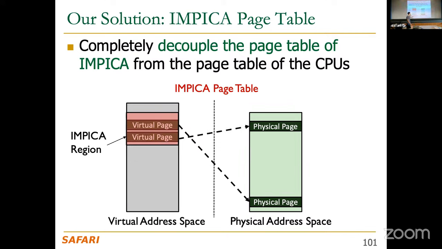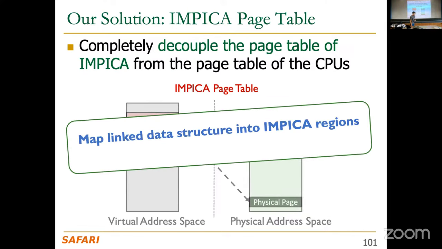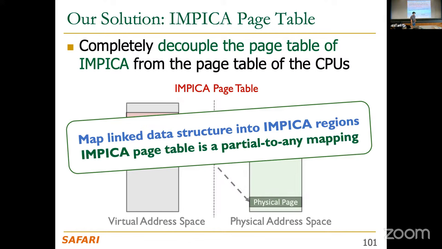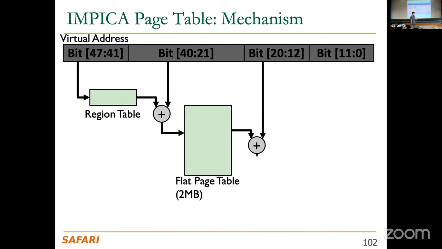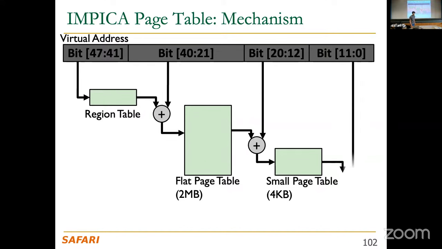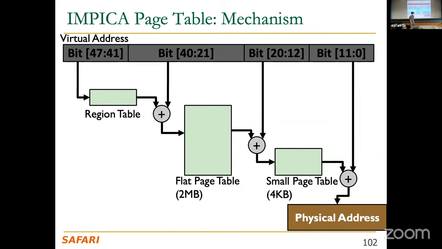In the virtual address space, we place the virtual pages that are going to be used by the IMPICA accelerator in this IMPICA region, and they are going to be mapped in a certain part of the physical memory. So that's what IMPICA proposes. The IMPICA page table is divided into three parts in the end: the region table, the flat page table, and a small page table. Using bits of the virtual address, we can obtain the physical address, okay?